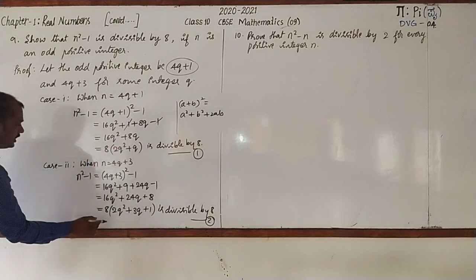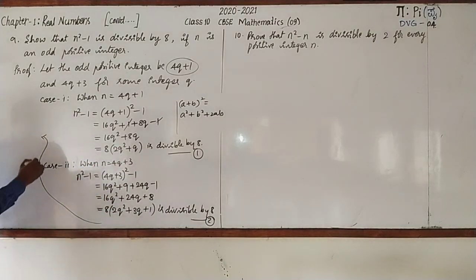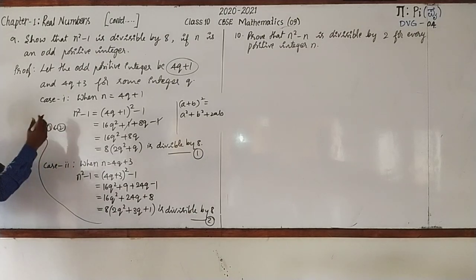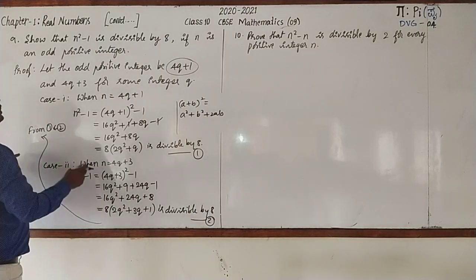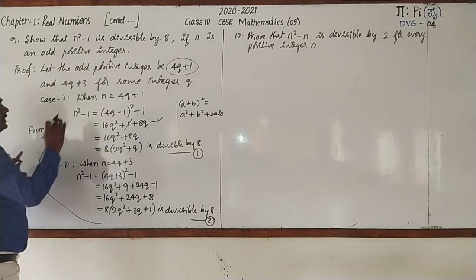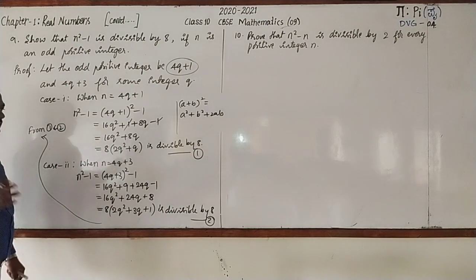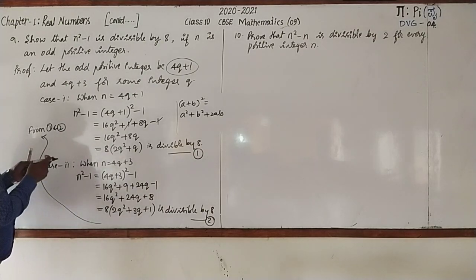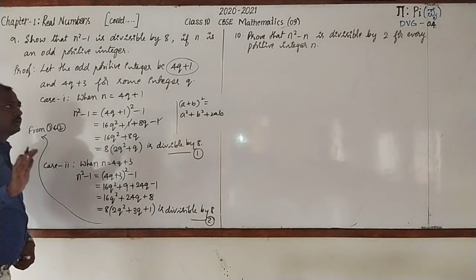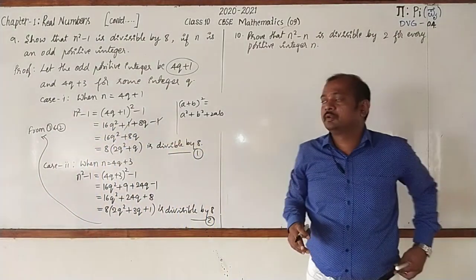I don't have space there. Here I'll write from 1 and 2. What do you go for concluding? You can conclude that n square minus 1 is divisible by 8 if n is an odd positive integer. I hope that you can write the conclusion yourself. Okay, good. Now come to the next one.